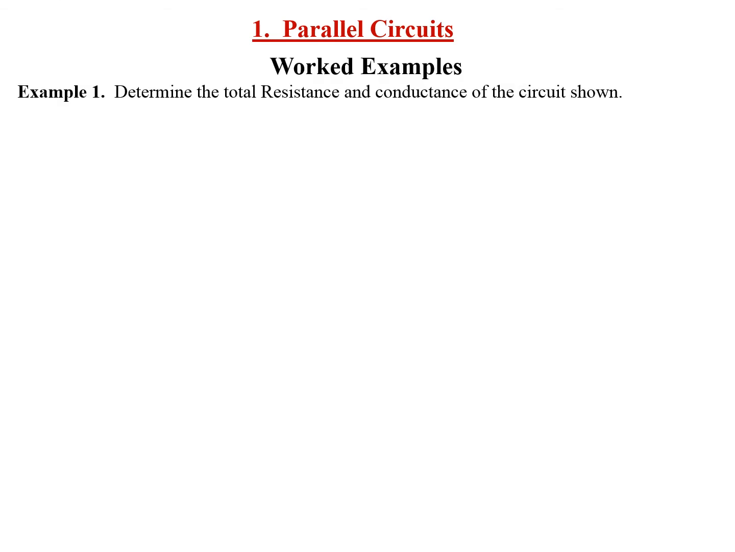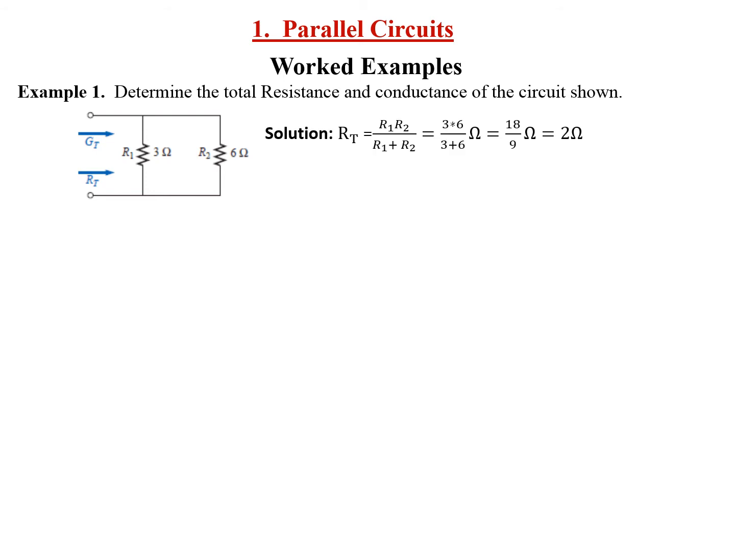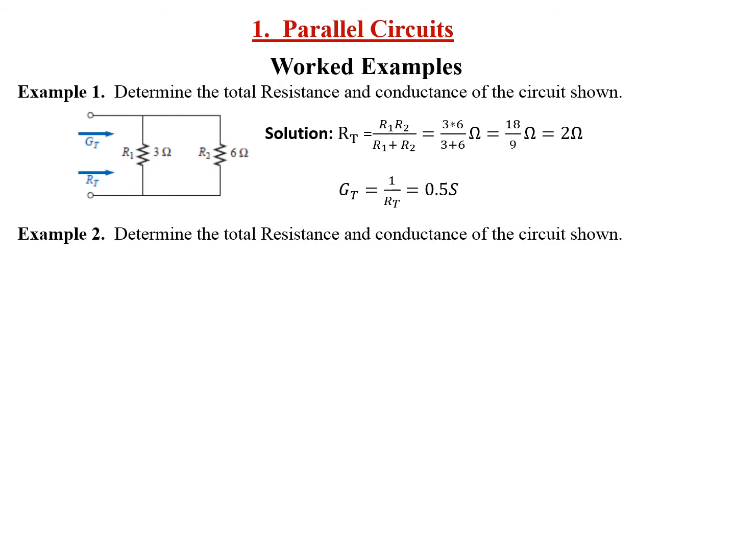Then let's look at an example of a parallel circuit. Determine the resistance and conductance of the circuit shown. That circuit has two components which are in parallel, R1 and R2. For us to get RT, remember we said if there are two resistors in parallel, we use the product over the sum. So the product of 3 and 6 is 18, the sum is 9. So the total resistance is equal to 2 ohms. That's very simple. Then the total conductance becomes equal to 1 over the total resistance, that is 0.5 Siemens. So Siemens is the unit of conductance.